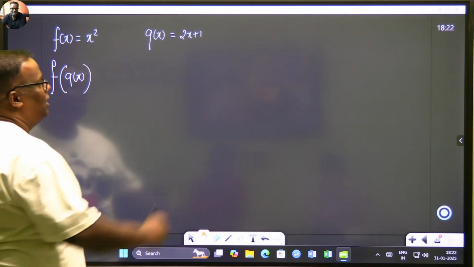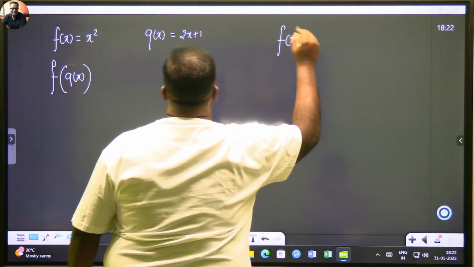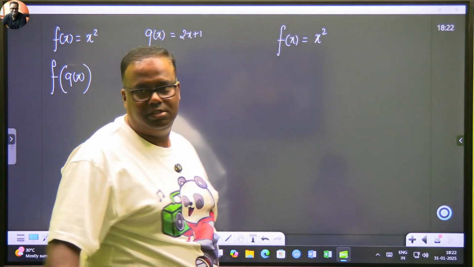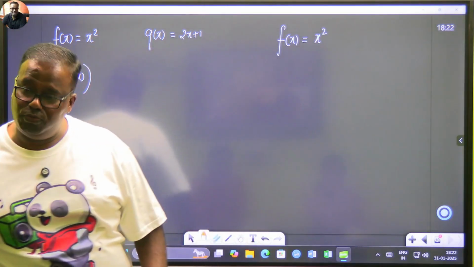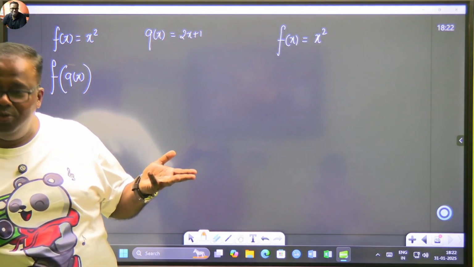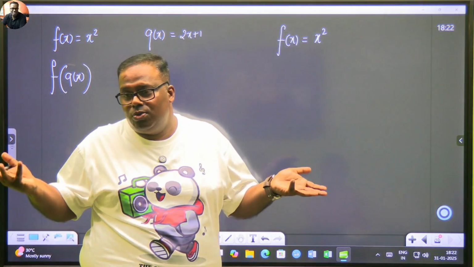Okay, let's come here. What is f of x equal to? x square. F of x is x square. F of dog is dog square. F of cow is cow square. F of g of x is g of x square.